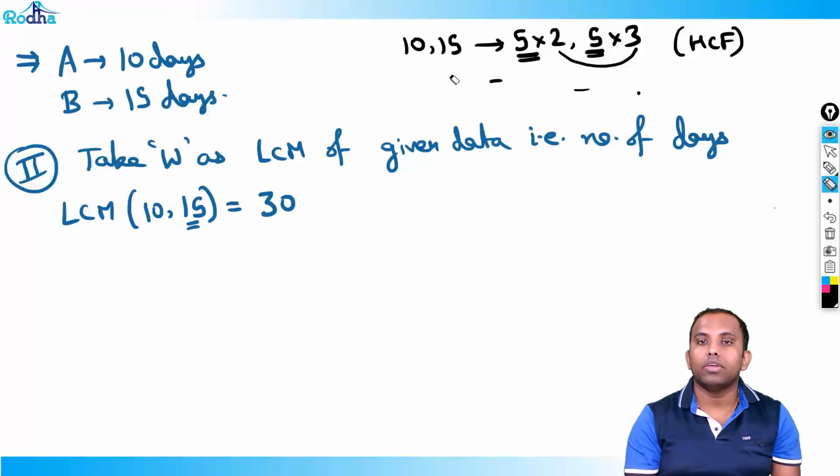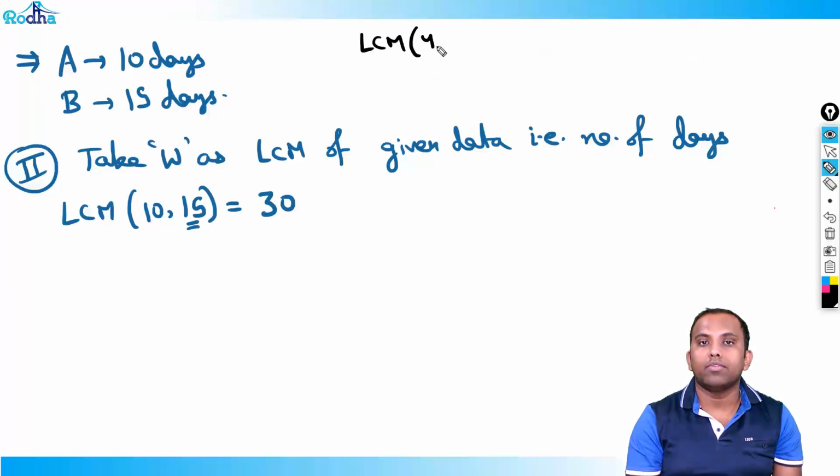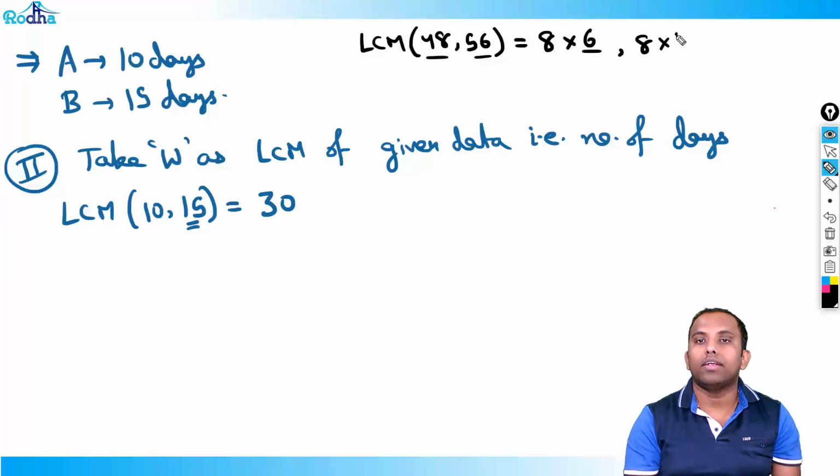One more example we can do here. What is the LCM of 48 and 56? We can quickly find it. Take their HCF. What is the highest common factor? Both are multiples of 8. Take 8 out. 48 is 8 into 6, and 56 is 8 into 7. What is our LCM? 8 is common in both, so the LCM is also a multiple of 8.